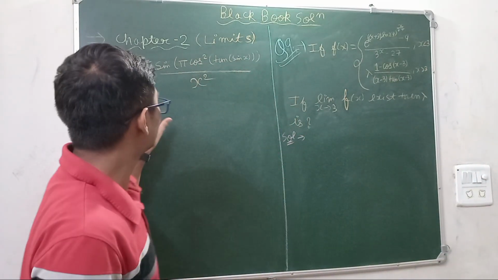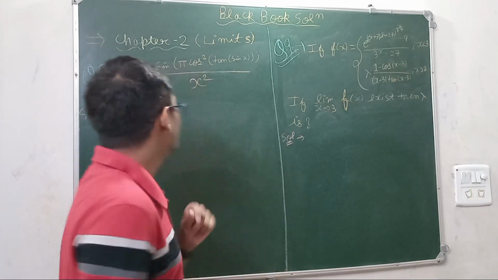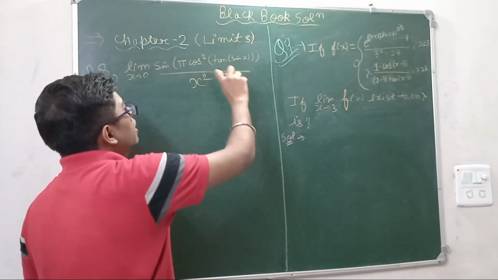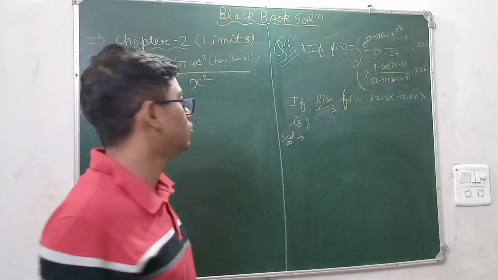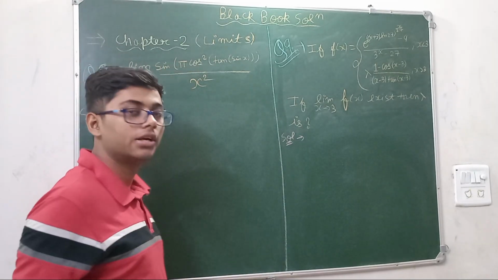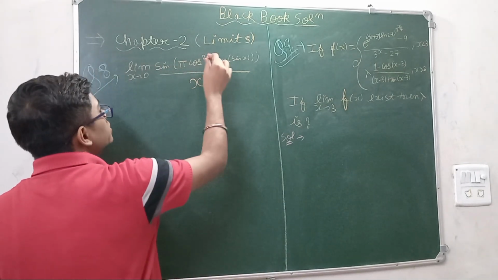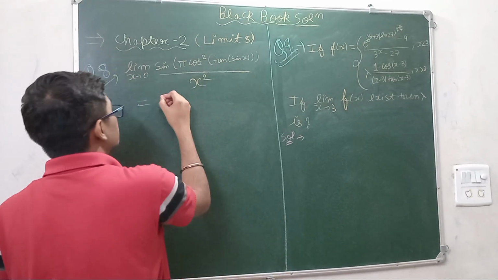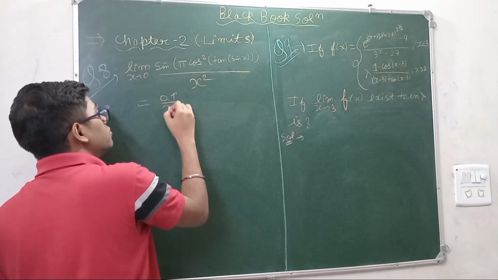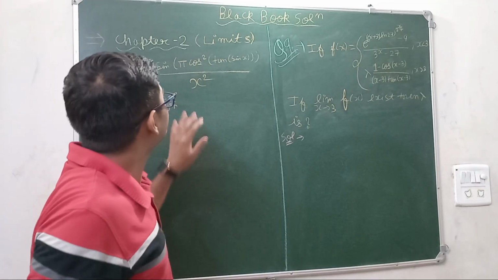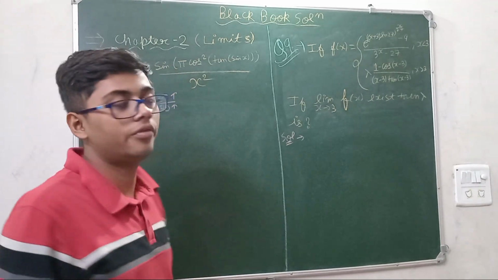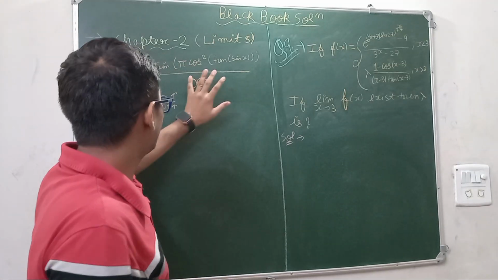Moving on to question number 8 and question number 9. Question number 8 is saying limit x tends to 0 of sin(pi cos²x · tan(sin x)) by x². We have to evaluate this limit. Now if you substitute x is equal to 0, the form of the limit is 0 by 0, means this is tending to 0 and this is also tending to 0. Whenever the form is 0 by 0, you have to apply L'Hopital rule. But first of all, let us simplify this.